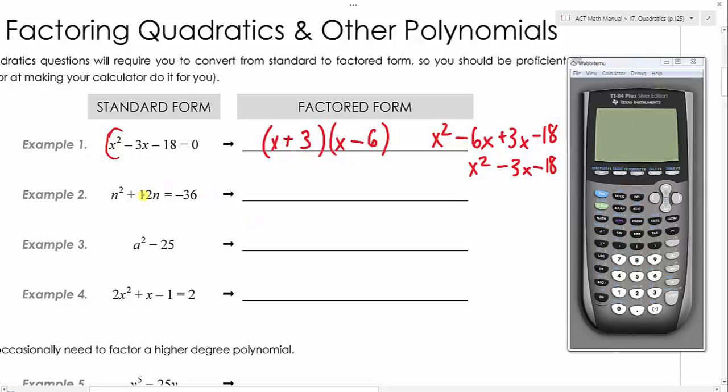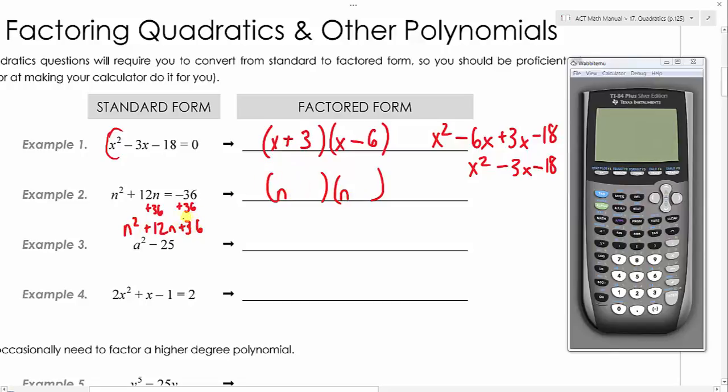Now, for example 2, in order to factor example 2, I first need to get this into standard form, which would involve taking that 36 over to the left. So now I have n squared plus 12n plus 36. And I'm going to do the same thing here. I'm going to fill in the n's in my first position. That's how I will produce the n squared.